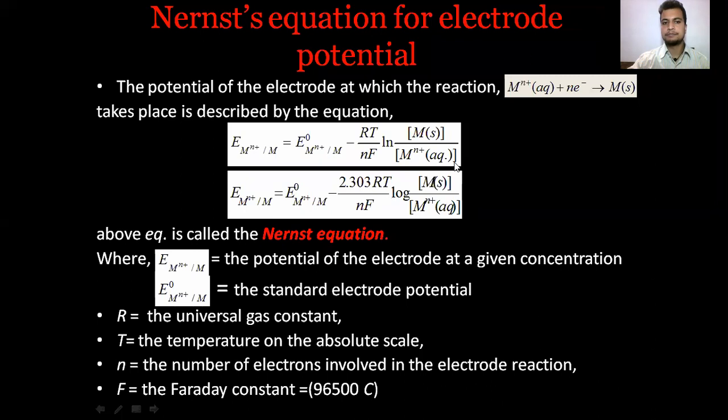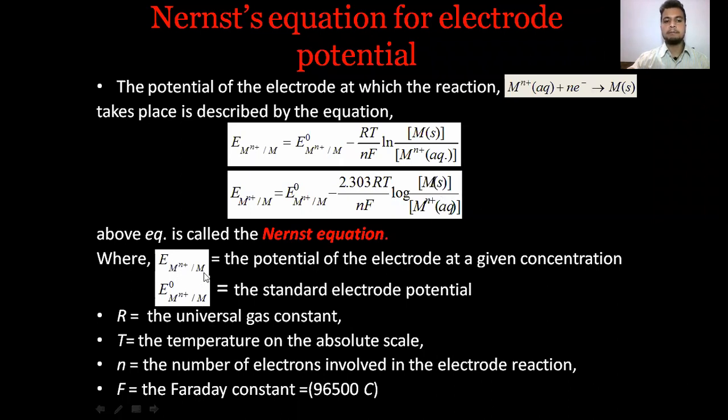Now this can be written in another way, which will be E of Mn+/M equal to E naught of Mn+/M minus 2.303. I hope you understand ln basically means log base e. So when we convert log base e to log base 10, we multiply with a factor of 2.303. So this is natural logarithm to log base 10: 2.303 RT by nF log of [M]/[Mn+]. So this is nothing but your Nernst equation. The above equation is called Nernst equation for electrode potential.